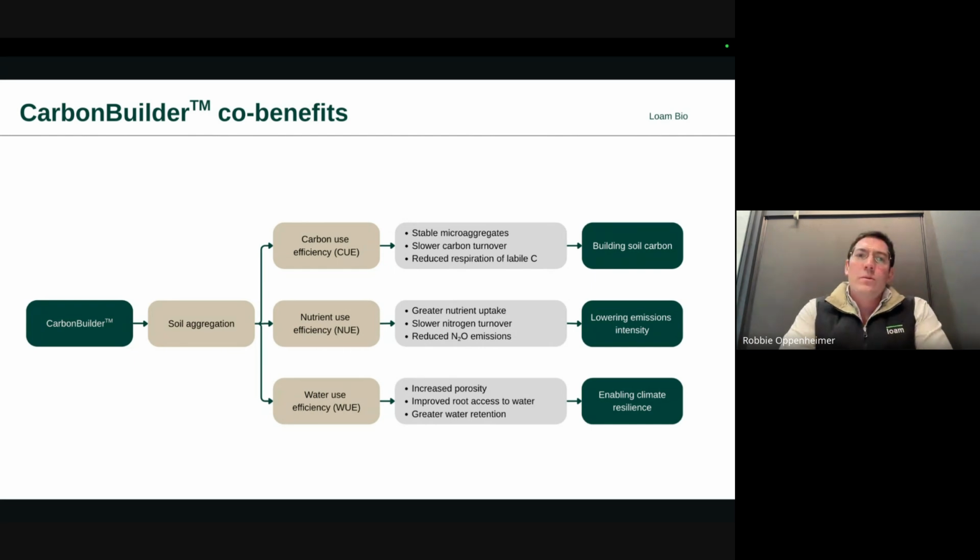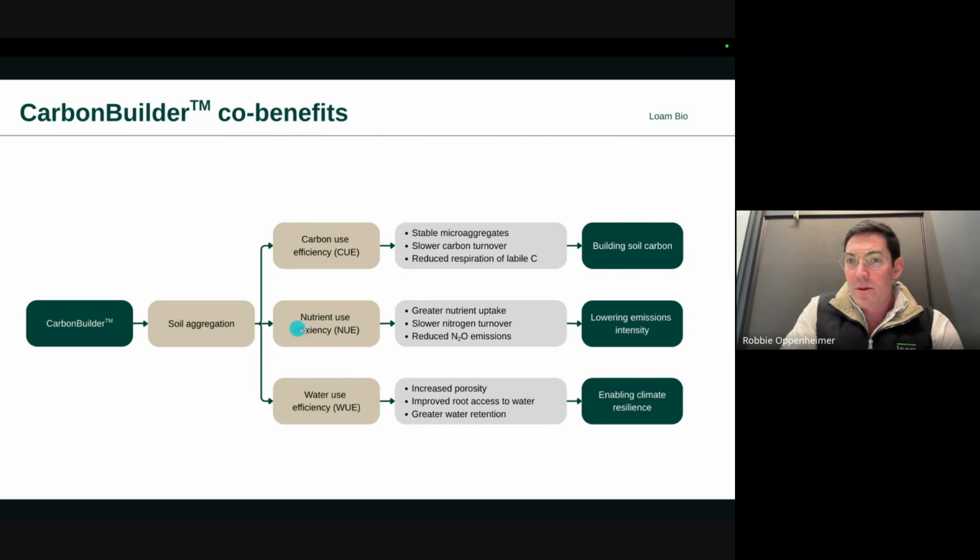So to try and pull some of this together to give you a clear story, CarbonBuilder's mode of action is to aggregate soil. And that has a number of indirect benefits on carbon cycling, nitrogen cycling, and water cycling. It affects carbon through the formation of stable microaggregates that slow the turnover of carbon in soil and reduce the loss of carbon in these labile fractions of particulate organic carbon. The net result is being able to build soil carbon over time.